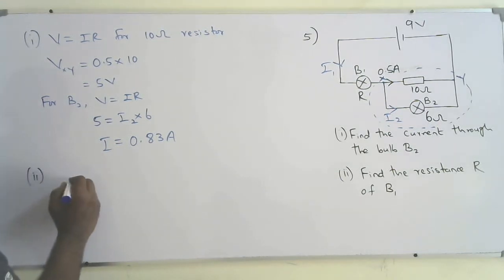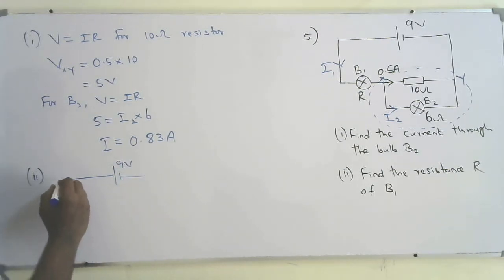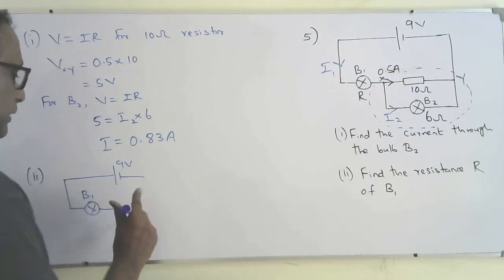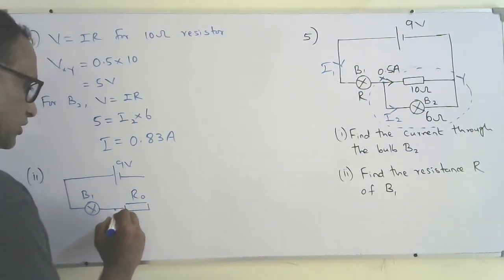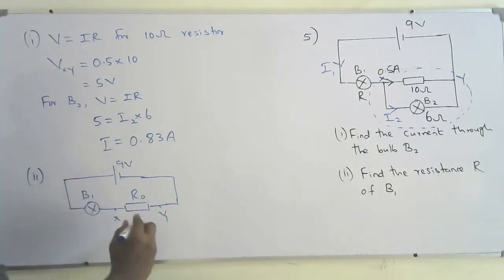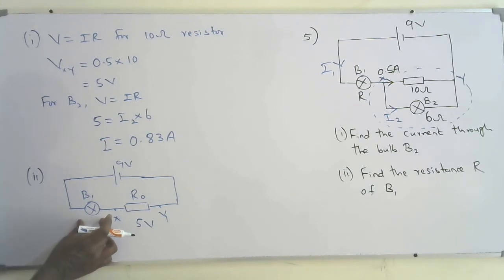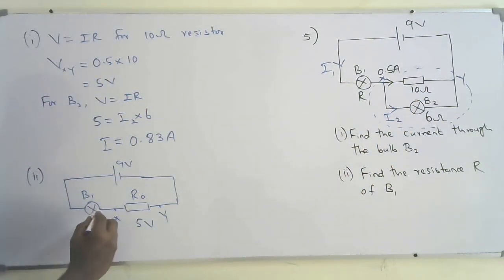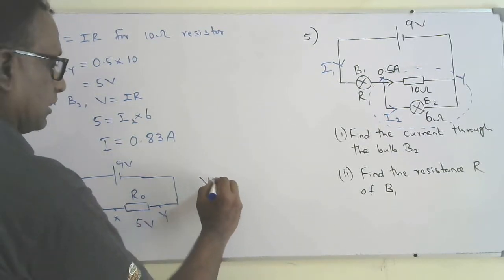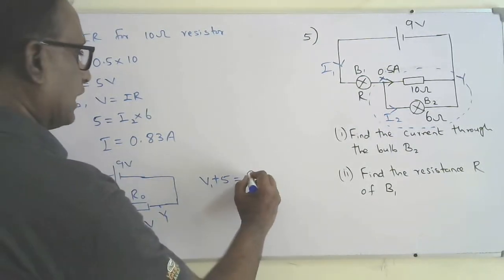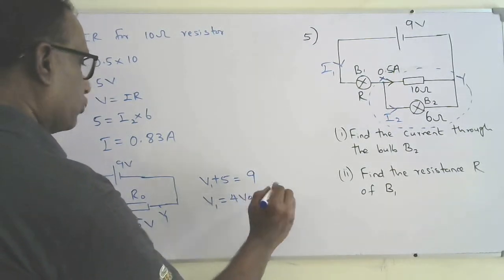I can redraw this diagram like this, 9 volt, this is bulb B1. If I find the equivalent of these two, R0 will be across junction XY and connected like this. The voltage of the junction XY, I know that is 5 volt. So the bulb B1 and the equivalent resistance R0 of B2 and the 10 ohm resistor are in series, because there is no junction or branch between B1 and the equivalent resistance. Say this voltage is V1. According to Kirchhoff's second law in this closed circuit, V1 plus 5 is equal to 9. So V1 will be equal to 4 volt. That's the voltage across the bulb B1.